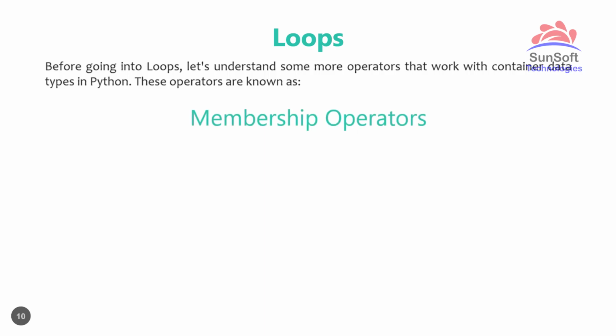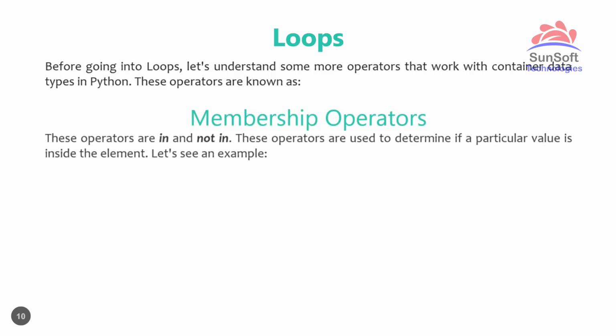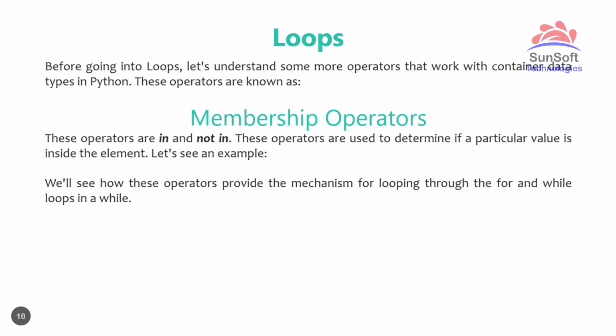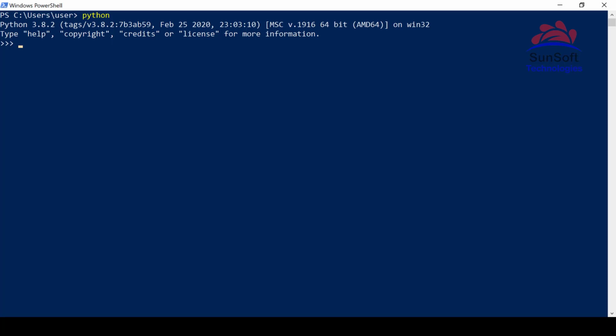First of them are the membership operators. These operators are in and not in. These operators are used to determine if a particular value is inside the element, this element being the container type. Let's see an example of these, and we'll see how these operators provide the mechanism for looping in the for and while loops.